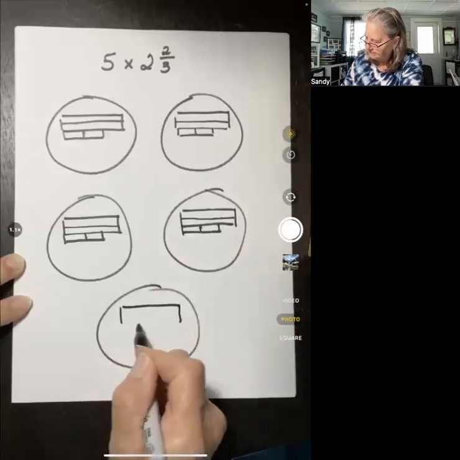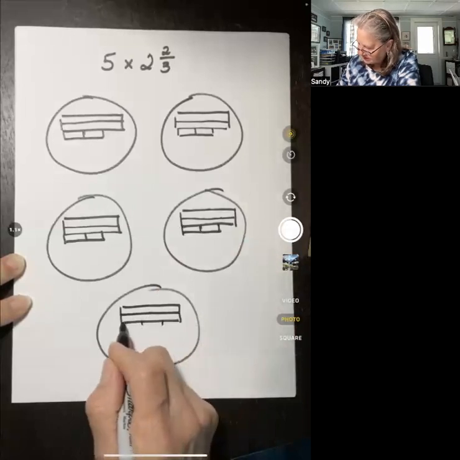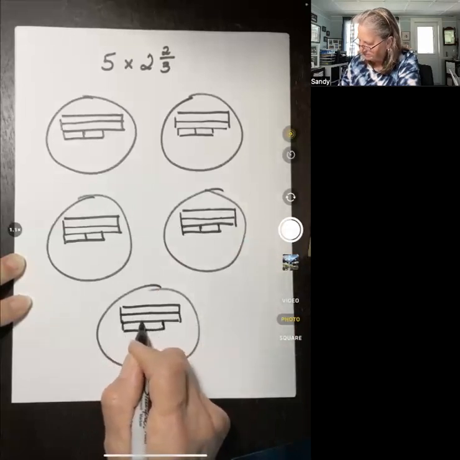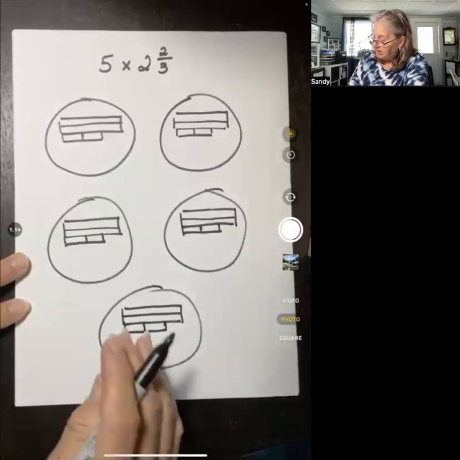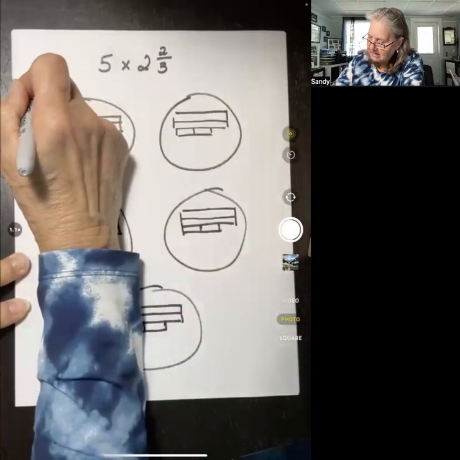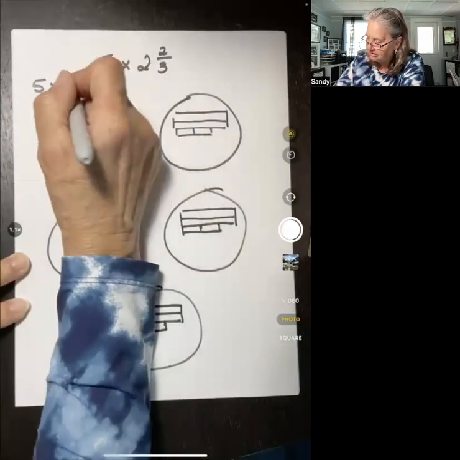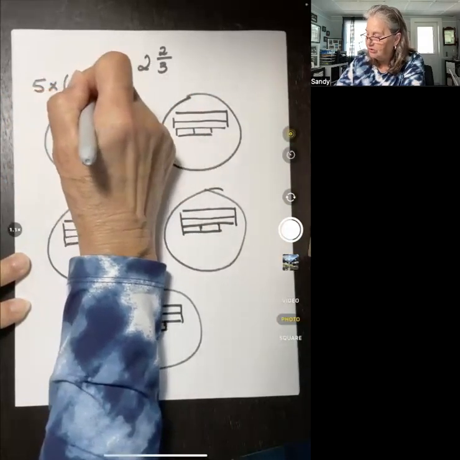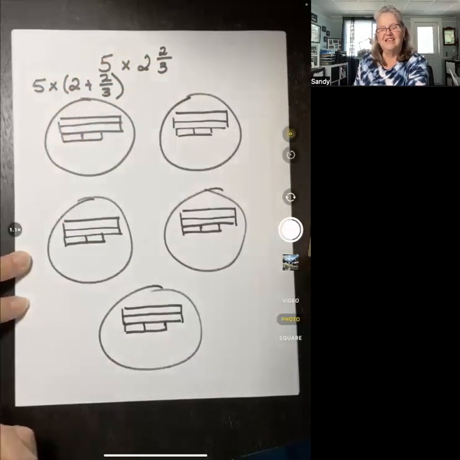2 wholes and 2 1/3 pieces. Right? How am I doing this? See, what have I done? I am thinking the more I draw it, I'm thinking of 5 times 2 2/3. I'm thinking of that 2 2/3 as 2 wholes put together with 2 1/3 pieces. And once I do that, do you see the distributive property starting to come into view?